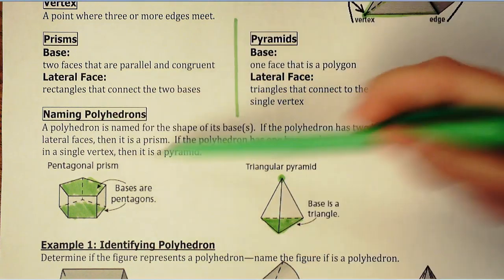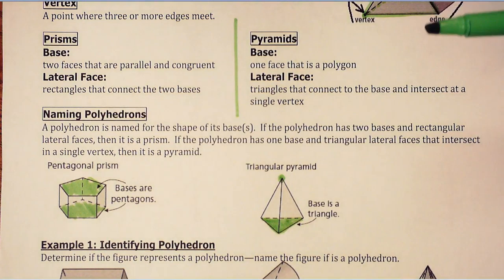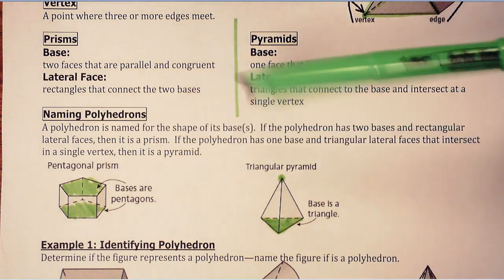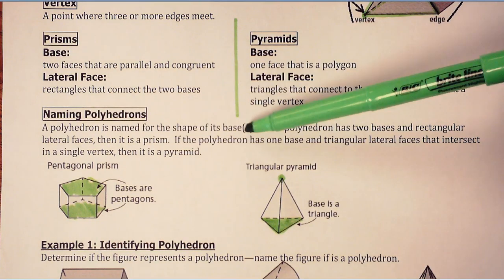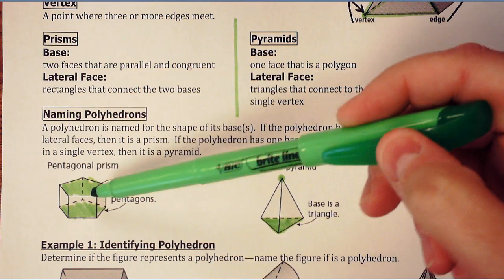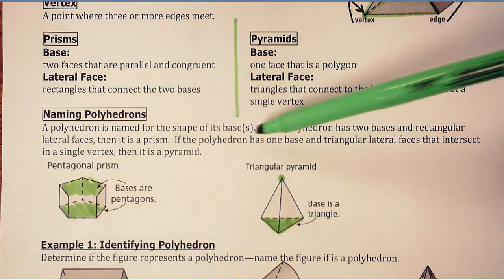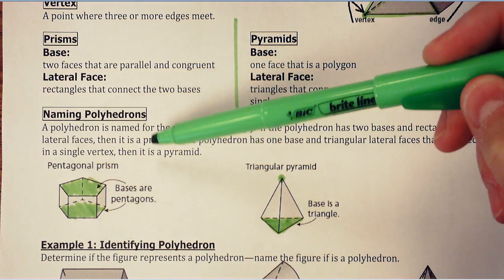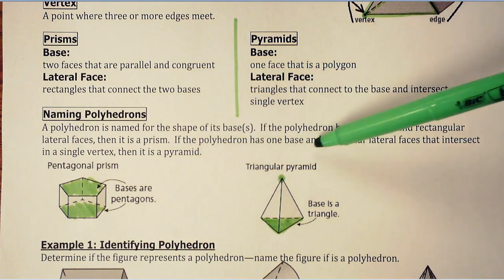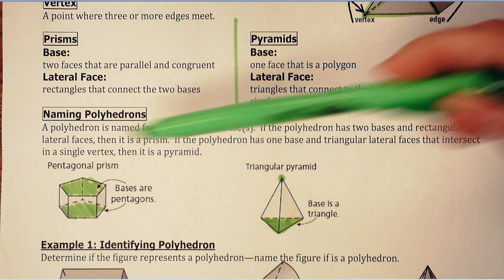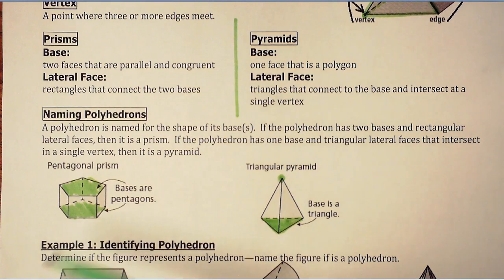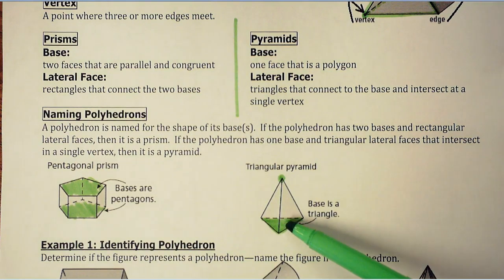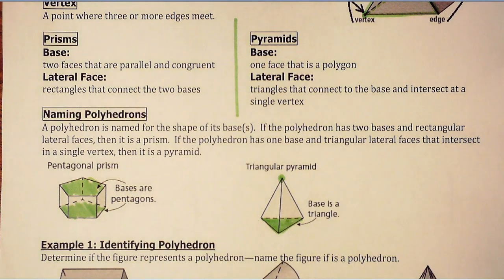Alright, so this blurb here just explains how to name these. They're named for the shape of the base or bases. If you have a prism, you have two bases. If you have a pyramid, you have one base. So if we have one base and the lateral faces are triangles, then it's a pyramid. Here, the base is a pentagon, so this is called a pentagonal prism. Here the base is triangular, so this is called a triangular pyramid.